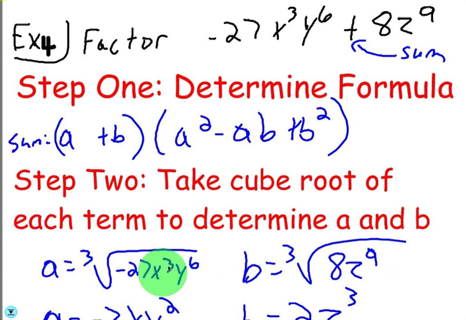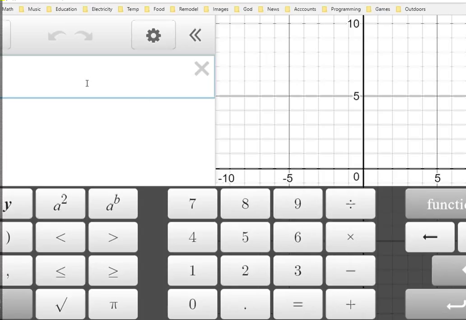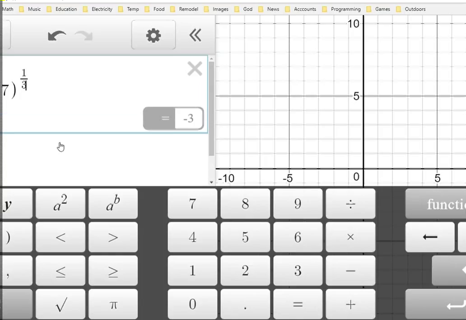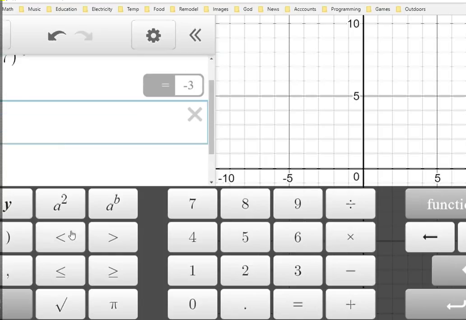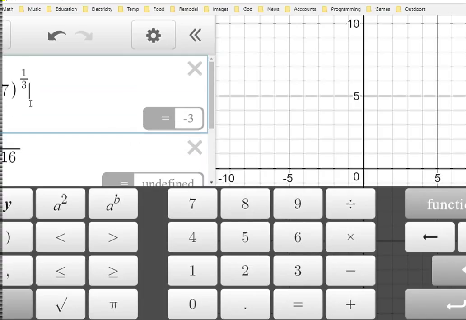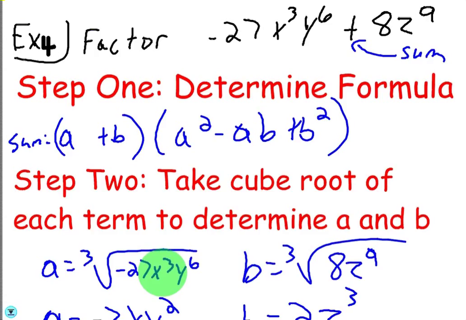You can't take the square root of a negative, right? So for example, let's say I want to do, I don't know how to do cube root in here, I'll have to do to the 1/3 power. Let's just do negative 27 to the 1/3. We get a number back, but if we try to do the square root of negative 16, it doesn't work. So you can take the cube root of a negative number, you just can't take the square root or the fourth root or any even root. So the cube root of negative 27 is negative 3.